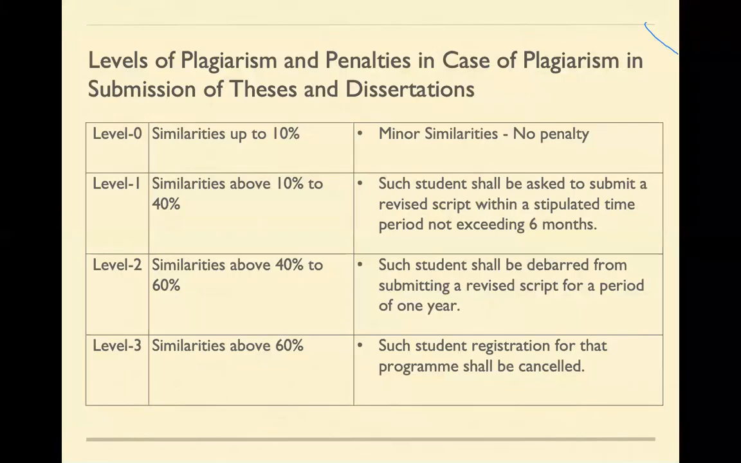And these are the levels of plagiarism and penalties in case of thesis and dissertations. Up to 10% there is no problem, but if it is between 10 to 40%, then such a student shall be asked to submit a revised script within a stipulated time period not exceeding 6 months. Then there is another provision for 40 to 60%. And then level 3 is similarities of about 60%. Such a student's registration for that program shall be cancelled.